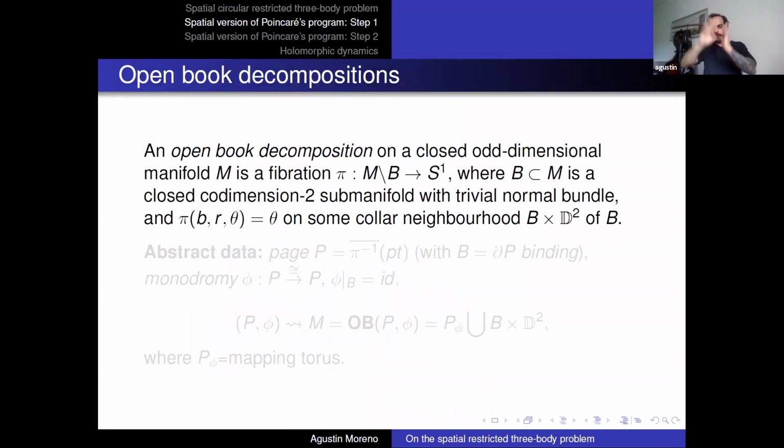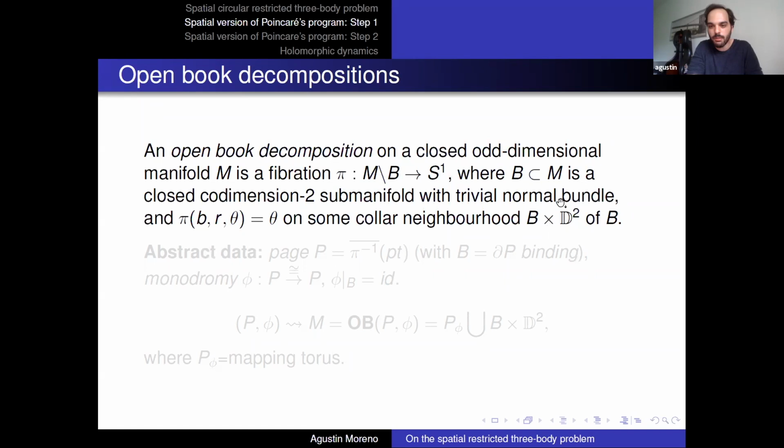Okay, so before going there, I need to introduce the notion of an open book decomposition, which is very familiar for people doing contact topology, right? So this is like the global topological approach to the problem. Rather than considering one global surface of section, we consider a family. So an open book decomposition, let me remind you, is on a closed four-dimensional manifold M. It's just a fibration defined on the complement of some closed codimension two submanifold with trivial normal bundle B, taking values in the circle. And I want that this fibration is standard in some collar neighborhood of B.